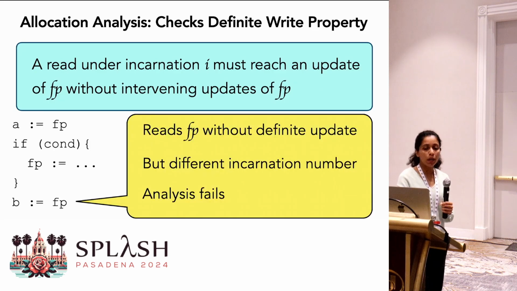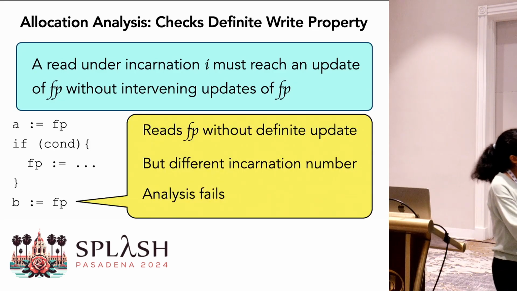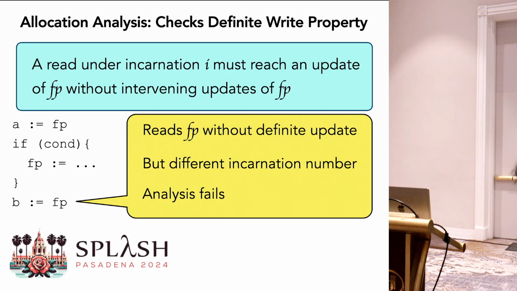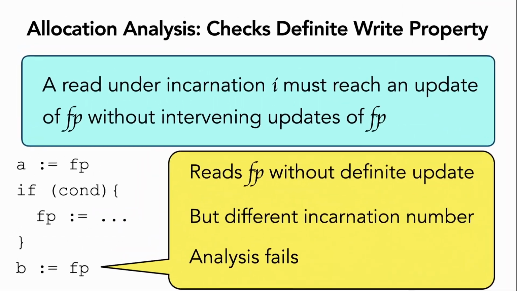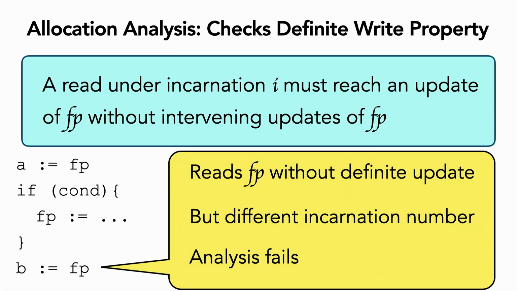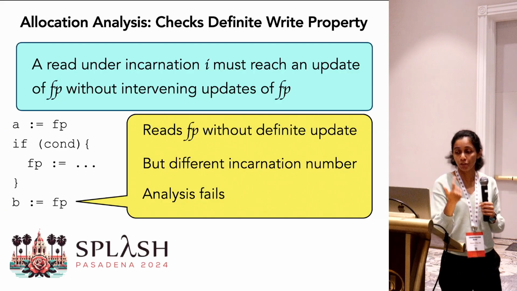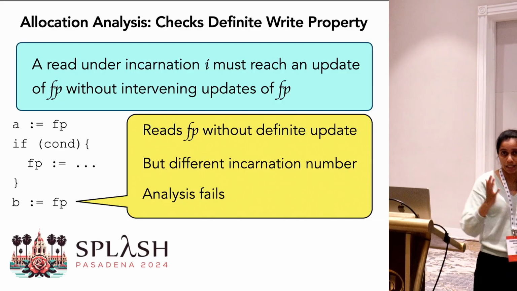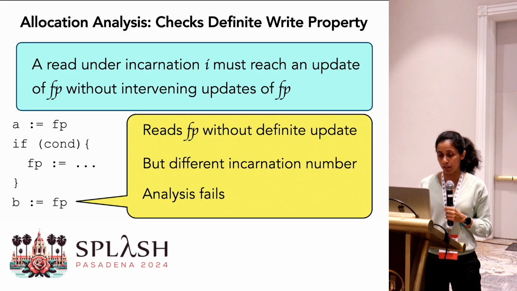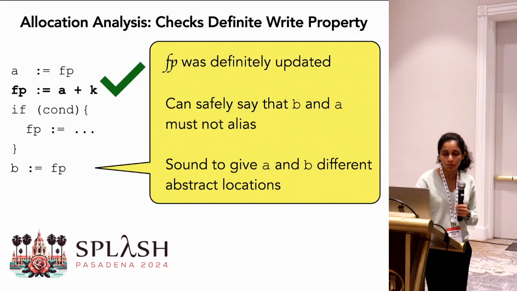So going back to that program that we saw, here we have the read of the free pointer at a location B, so at B equals FP. We can't say for sure that it's updated, because if the condition is false, then the branch won't be taken, and so this update will not happen. And because this definite write property is violated, the analysis is going to fail and say that this program doesn't satisfy the property.